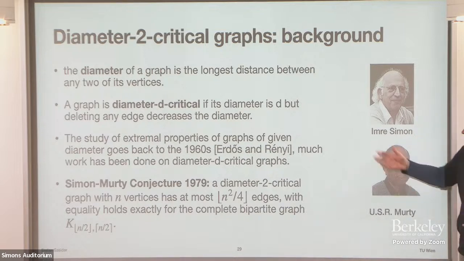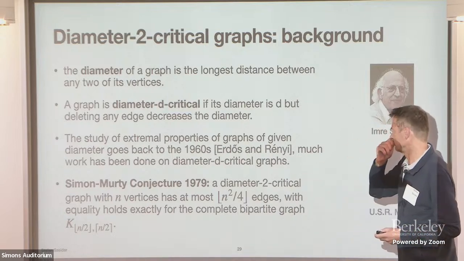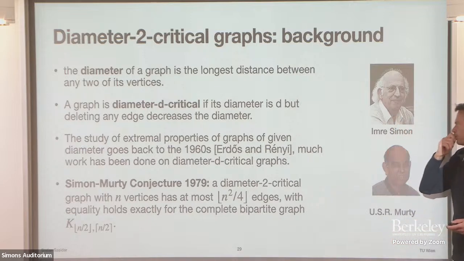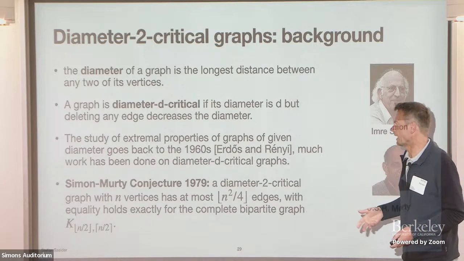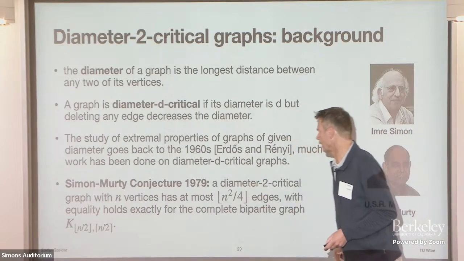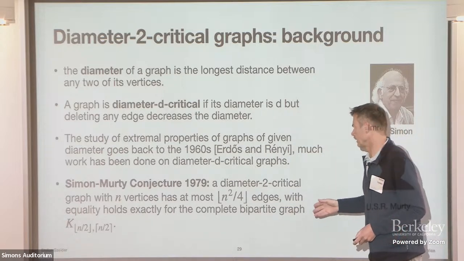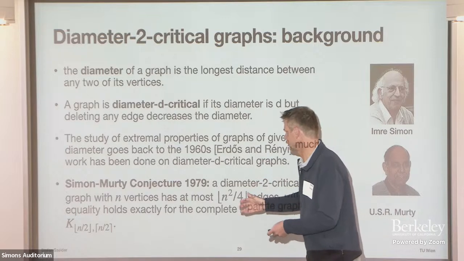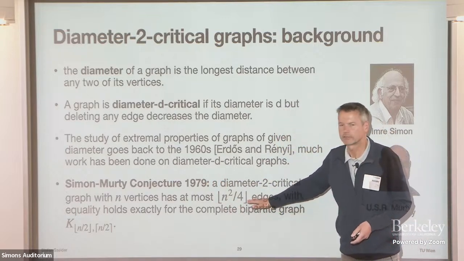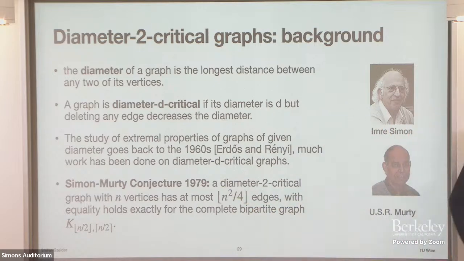And people in combinatorics were interested. It goes back to the 1960s to Erdős, to study the structure of diameter d critical graphs. And the Simon-Murty conjecture states that the number of edges in an n-vertex diameter 2 critical graph is at most a certain value, which is attained by a complete bipartite graph.